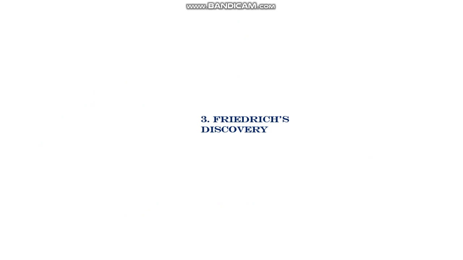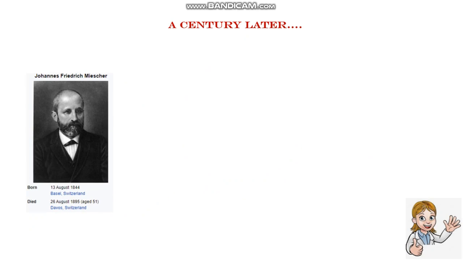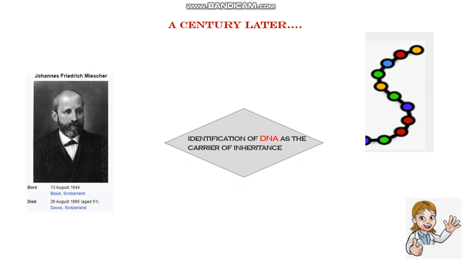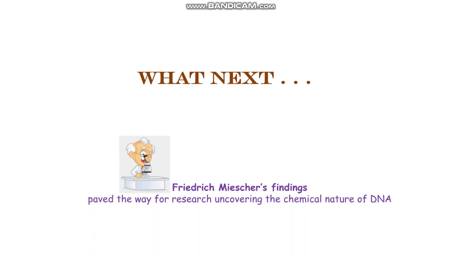Next is Friedrich's discovery. A century earlier, Friedrich discovered that DNA is the carrier of genetic information, and he was the first scientist who isolated nucleic acid in 1869. So what next? Friedrich's findings paved the way for research uncovering the chemical nature of DNA and the rules for encoding genetic information.